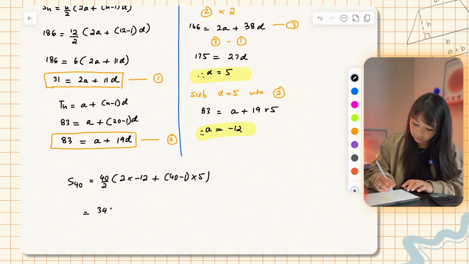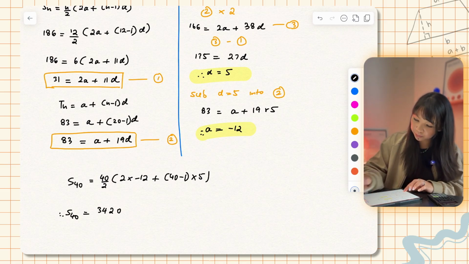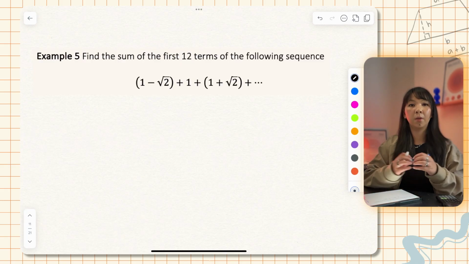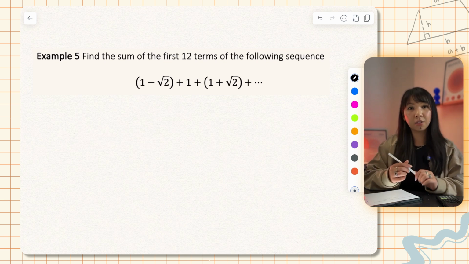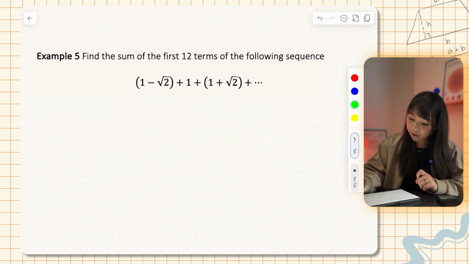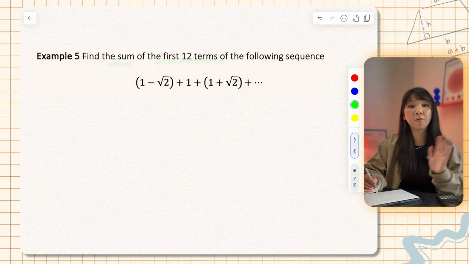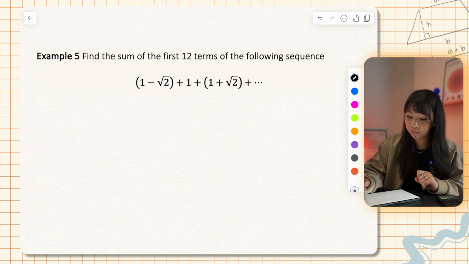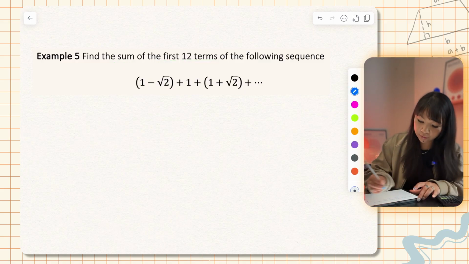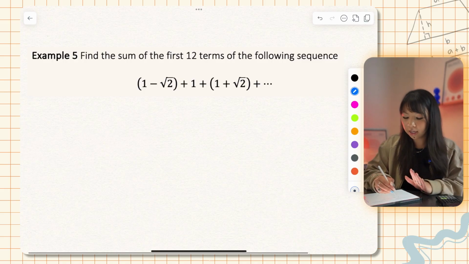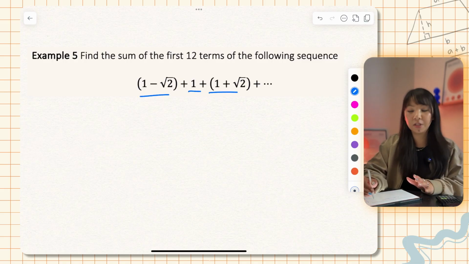So we get 3,420. Perfect. Okay. Now let's do another example. Example 5. Find the sum of the first 12 terms of the following sequence. Okay, so seems pretty straightforward, but what makes this sequence interesting is the fact that we have some surds involved.